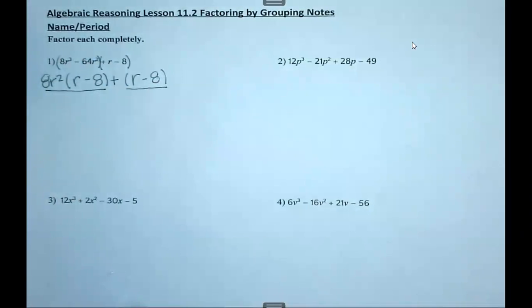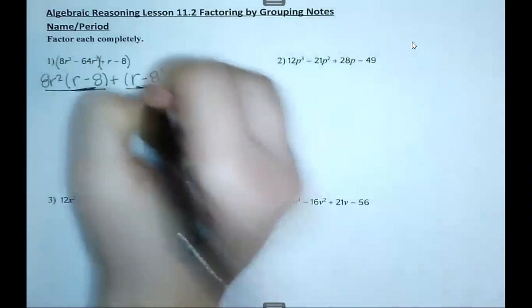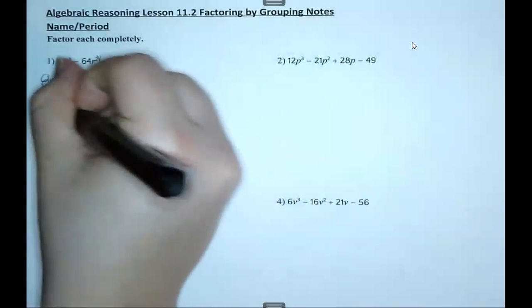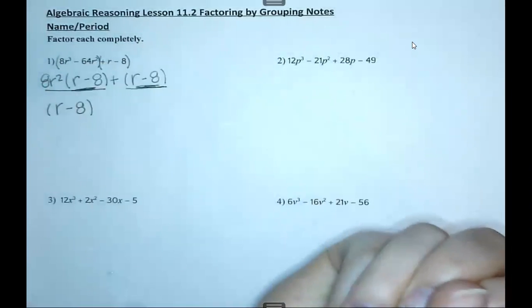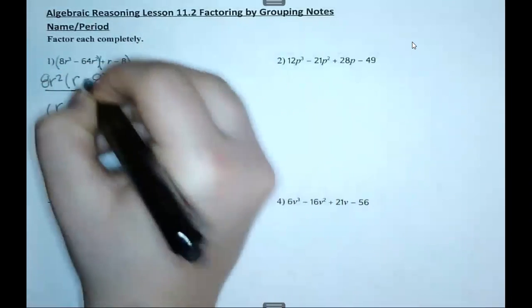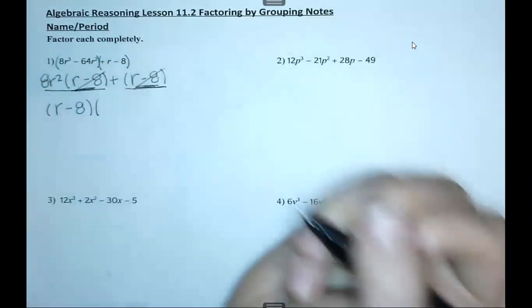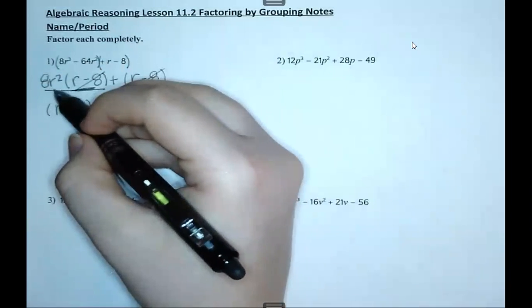Do we notice that these 2 have something in common? They both have an r minus 8. So just like a GCF, we're going to take that out of both pieces. They have this part in common, so I'm going to take it out and pull it to the front. Now that I've pulled that to the front, this part's gone. Then you write your leftovers in a second set of parentheses.